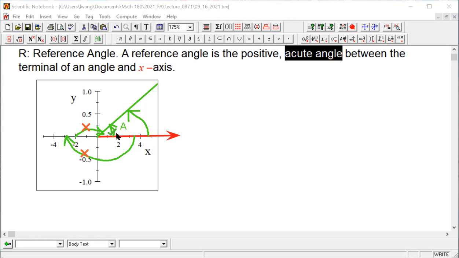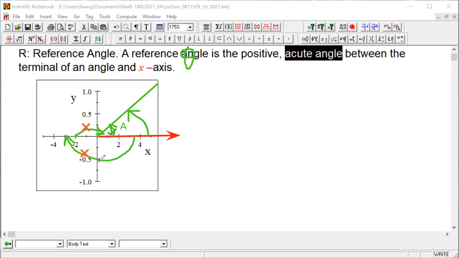So in this case, the reference angle happened to be the same as A. But we're going to give it a different name. We're going to call it theta. Reference angle, we call it theta. In this case, theta and A are the same.